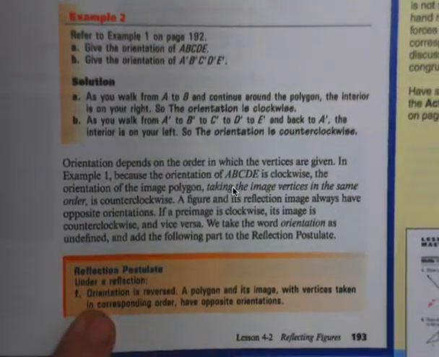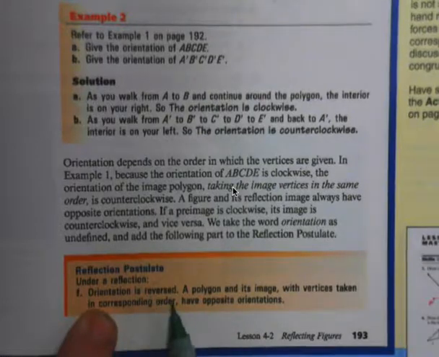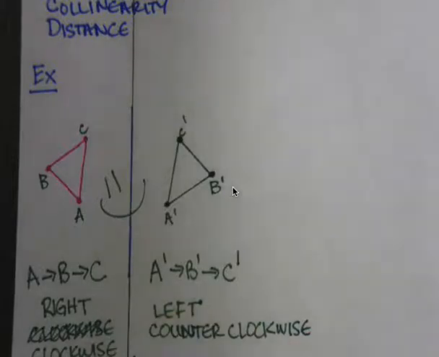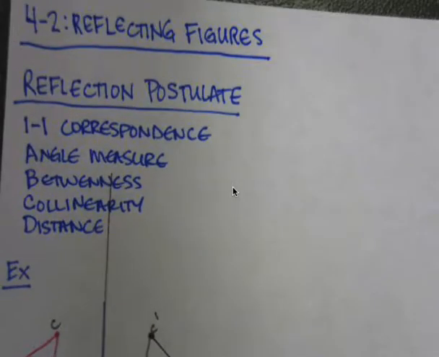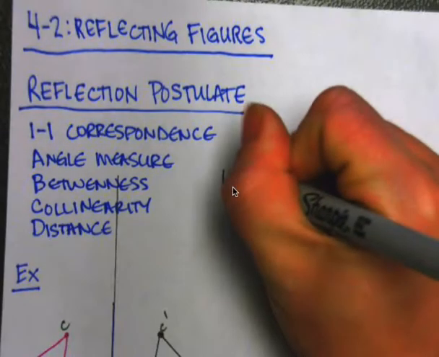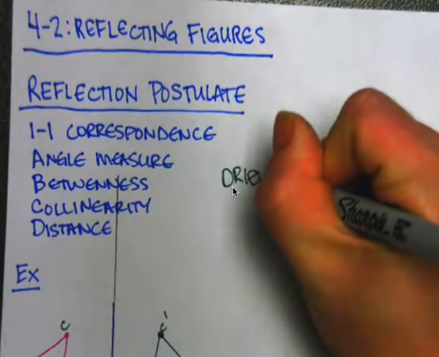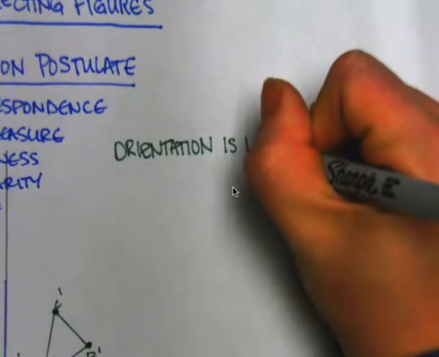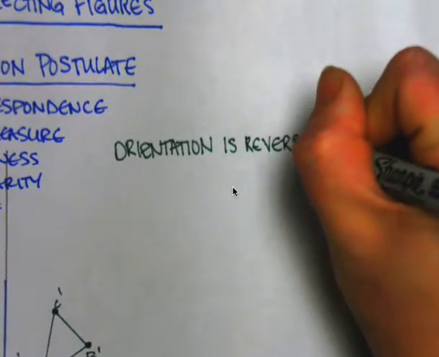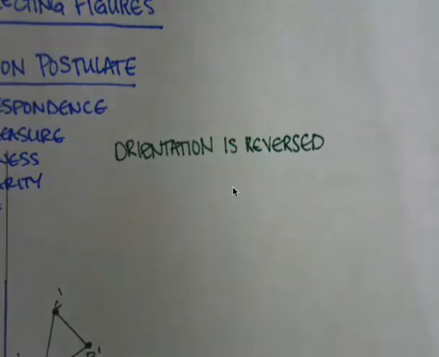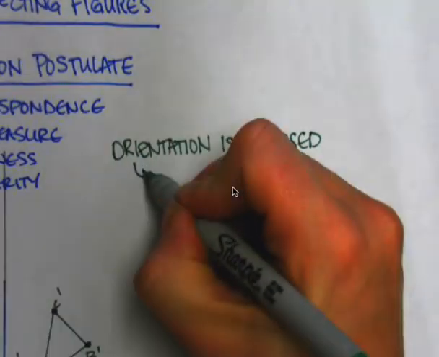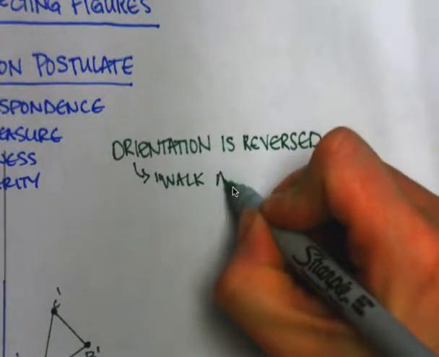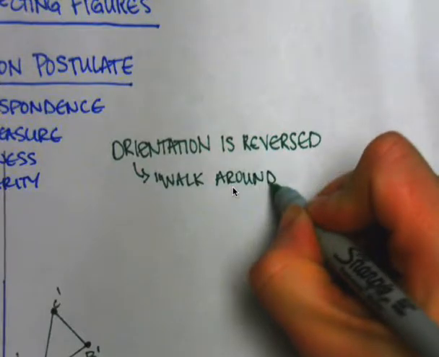Okay, so we'll add that. It says orientation is reversed. Okay? So, we're going to add that back up here in our reflection postulate. Orientation is reversed. Okay, and if you need a little note, this is how you walk around the figure. Okay?